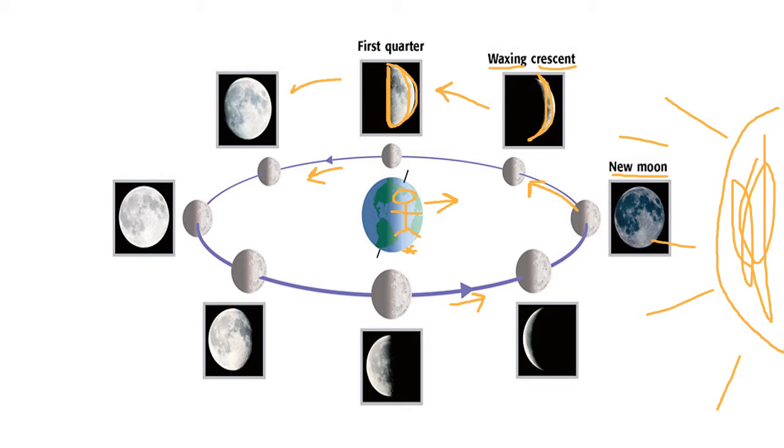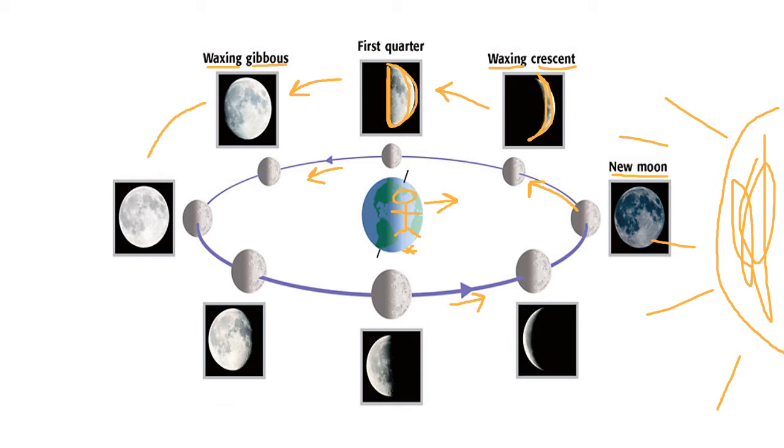Now we continue going around. Notice that the light is getting bigger. So we're still waxing. So this one is called waxing gibbous. So waxing is referring to the light. It's continuing to get brighter. Gibbous in this case is referring to the shape. It's almost a whole circle, but not quite yet.